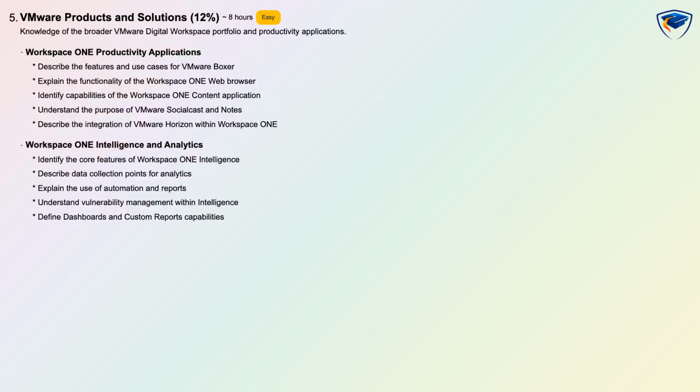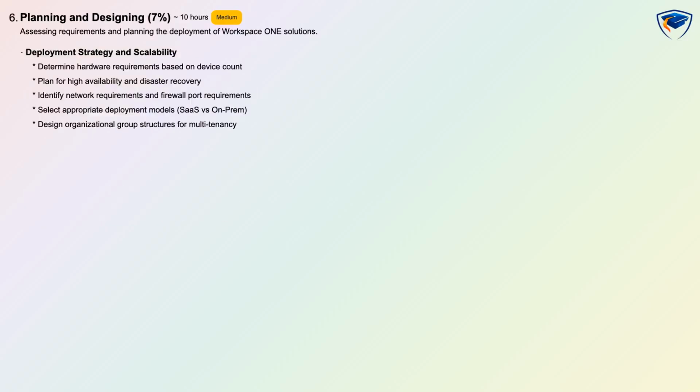and custom report capabilities. Planning and designing is 7% and deals with deployment strategy and scalability for Workspace 1 solutions. This medium difficulty domain suggests about 10 hours of study and uses scenario-based assessments. You will determine hardware requirements by device count, plan for high availability and disaster recovery, identify network and firewall needs, and select SaaS or on-prem deployment models. The domain also covers organizational group structures for multi-tenancy and design considerations for scale and manageability.